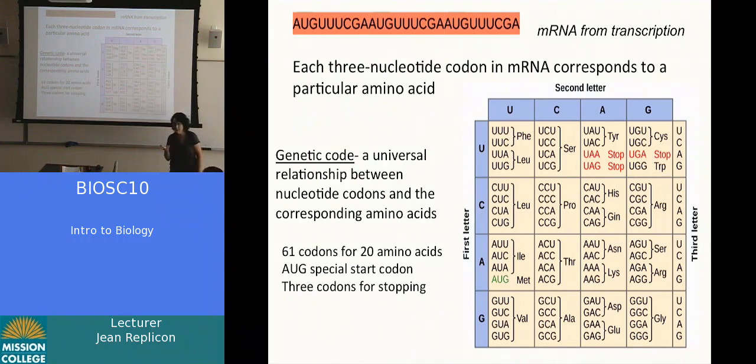How many amino acids are there? 20. All right, so what that means is that we have more than enough. And so, like right here, as an example, glycine. GGU, GGC, GGA, and GGG, they all code for glycine. So there's some redundancy. That's because we have 64 words, kind of, for 20 amino acids.